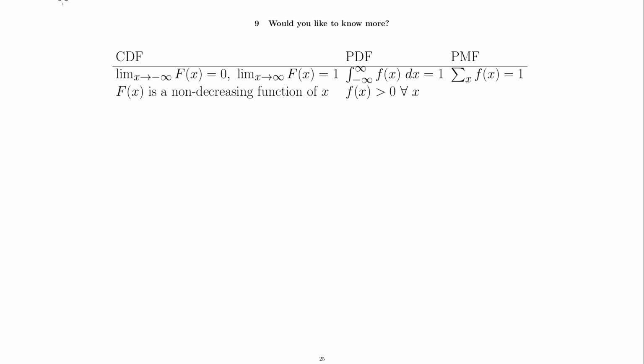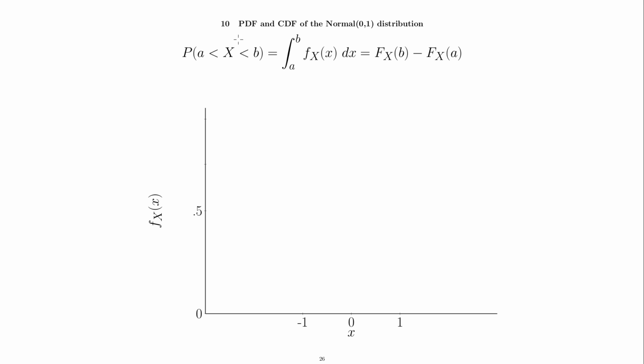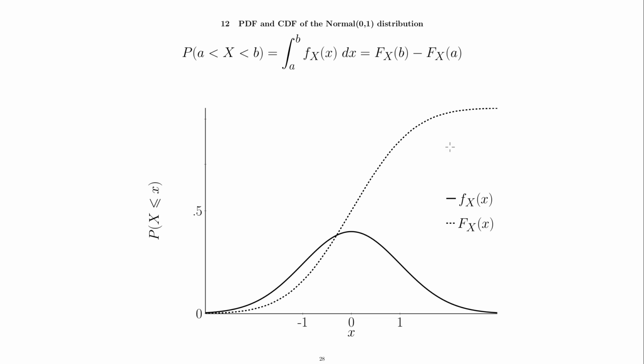Let's work through an example of how to use all these tools that we just built, the CDF and the PDF, to understand a random variable. In this case, it's going to be a normal 0-1 distributed random variable. Here is its probability density function. Here is its cumulative distribution function. One is right up here.